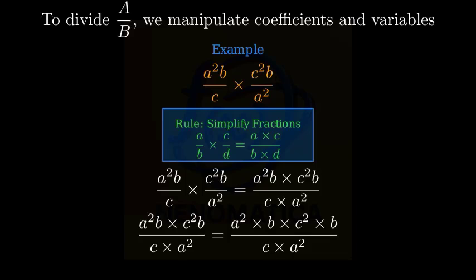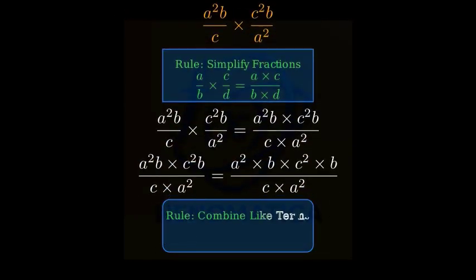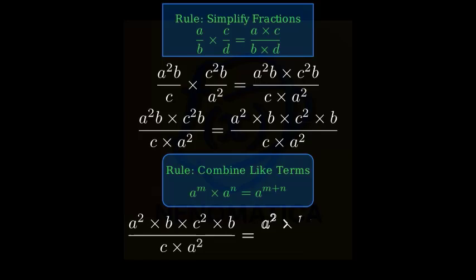In the numerator, we have a squared b times c squared b, which gives us a squared times b times c squared times b. In the denominator, we have c times a squared. Now, we'll rearrange the terms to see what can be simplified. In the numerator, we have a squared times b times c squared. In the denominator, we have c times a squared.